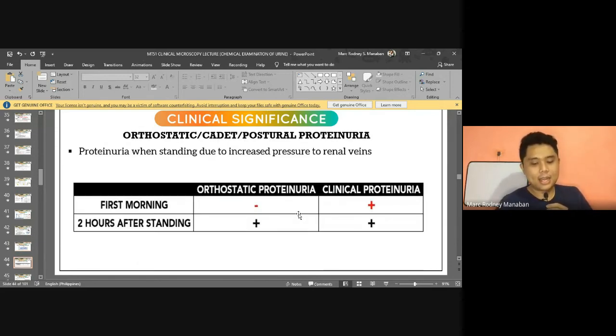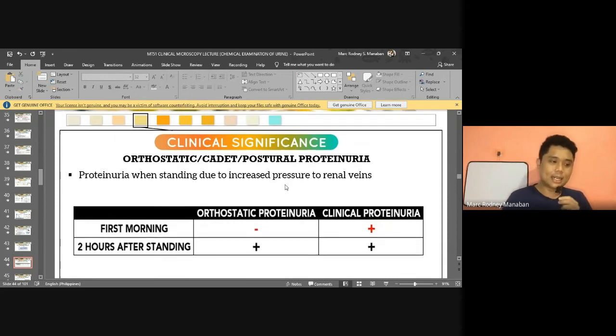All right, now we go to the second, still under glomerular proteinuria, dears: your orthostatic or cadet or postural proteinuria. This, dears, is actually non-pathologic. It doesn't indicate a renal disease, it does not point to renal disease, all right? It happens during states where you stand for long periods of time, and it is due to increased pressure in the renal veins. Because of this increased pressure, it may overcome the shield of negativity and the glomerular filtration barrier. That's why your proteins can come out in the urine, all right?